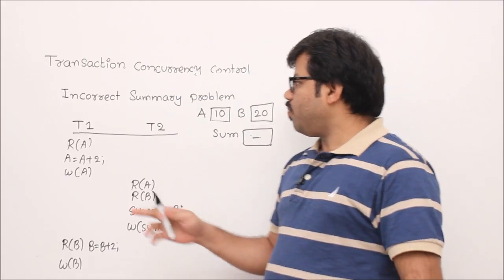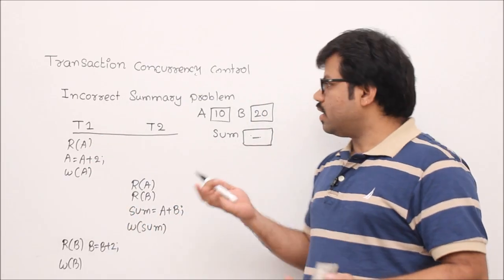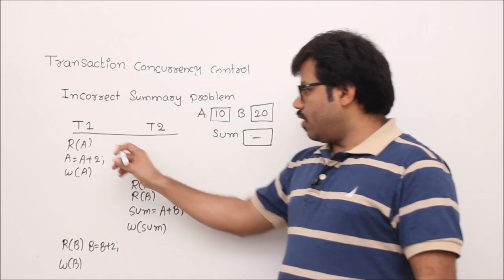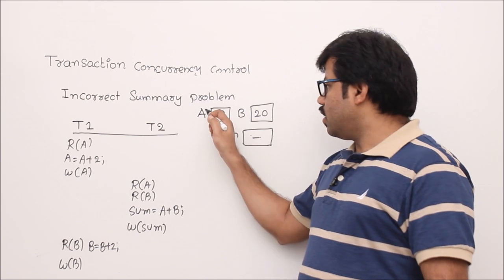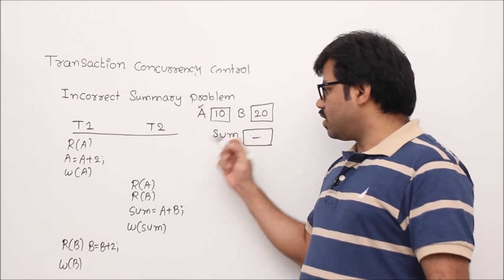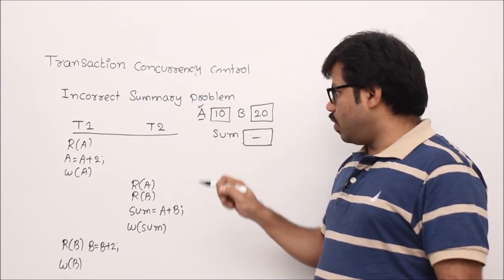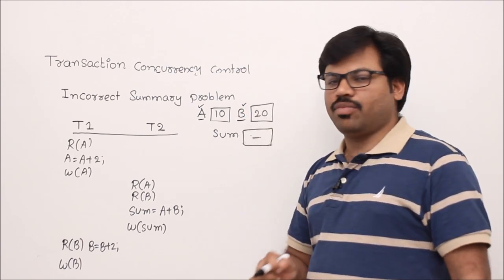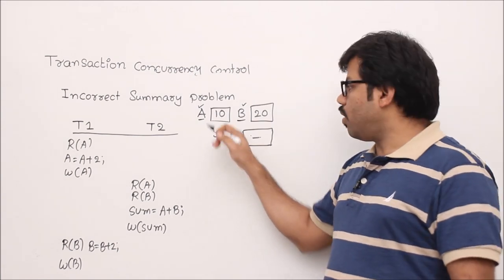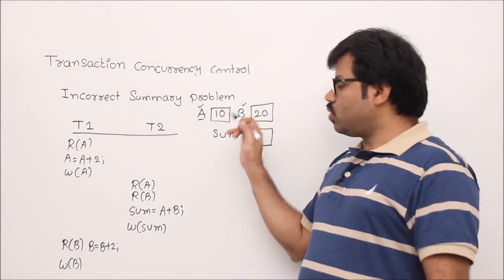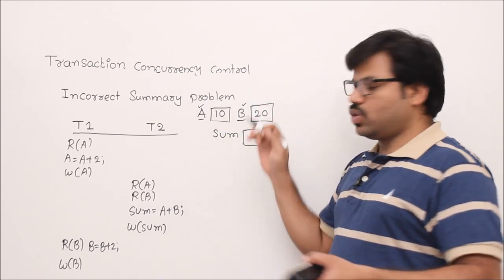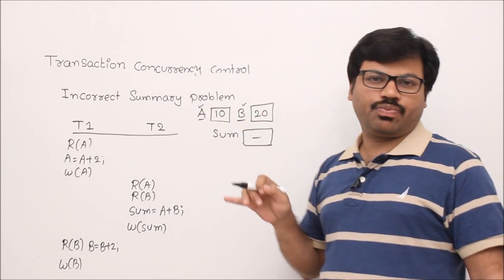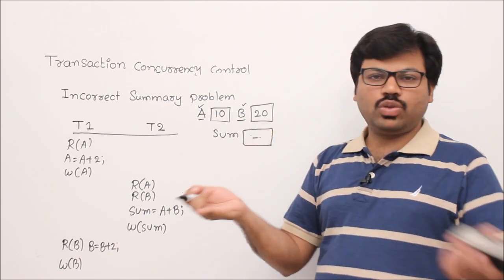Okay, see one more problem, the incorrect summary problem. Why is it the incorrect summary problem? You will understand if you understand the scenario. Let's say there are two transactions. There is one database variable A, another variable B, and they have some values. We are going to calculate the sum of these two values. Maybe these two are marks of the same student, maths exam 1 and maths exam 2. Then we are calculating the sum of these two exams.